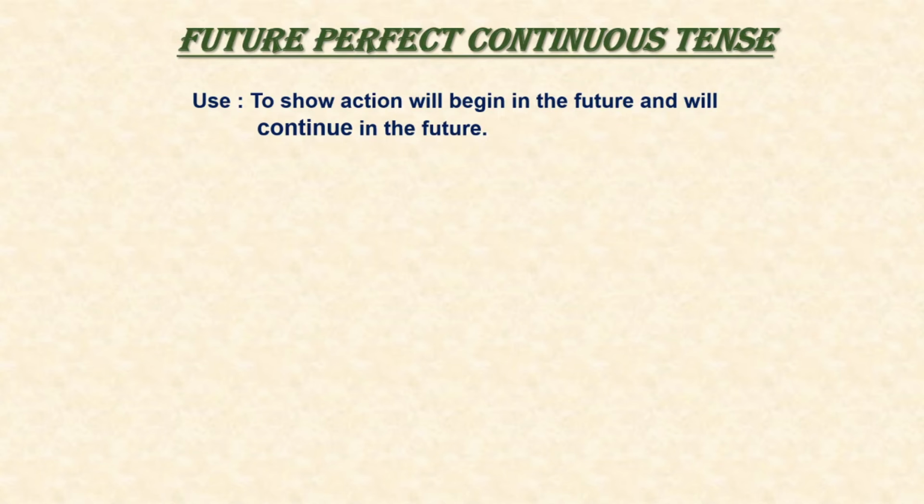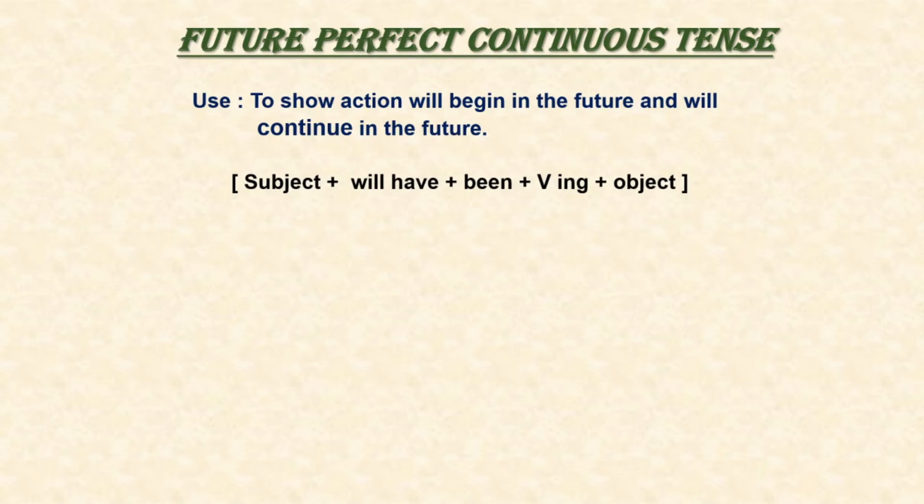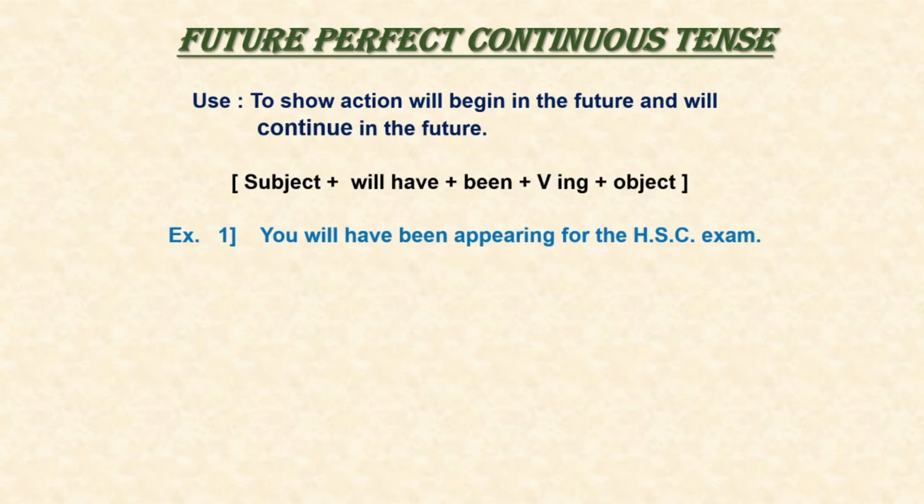Look at the formula. Subject will have been, VING, and object. For example, you will have been appearing for the SSC exam. Means what? The action of appearing will take place in the future and it will keep continuing in the future.